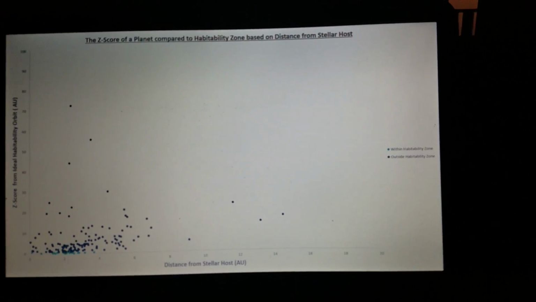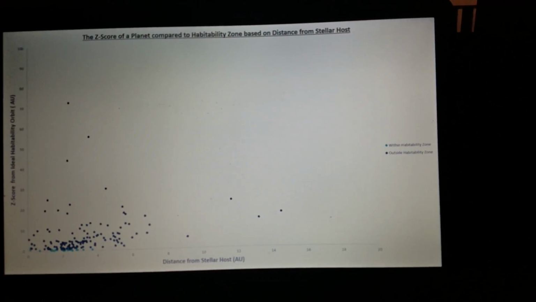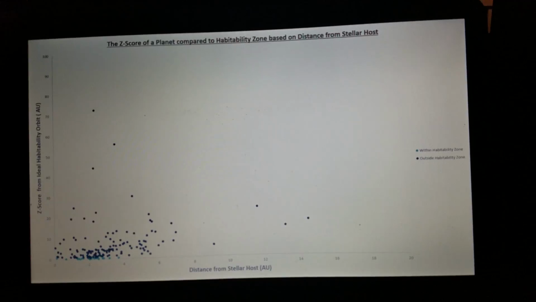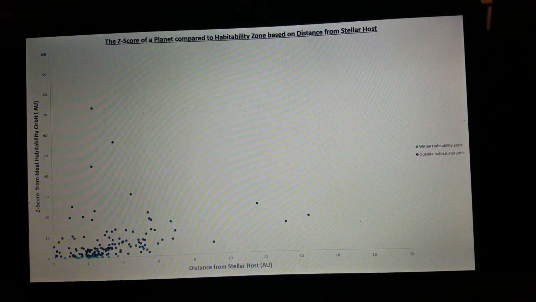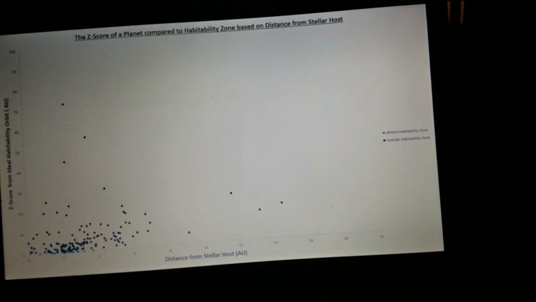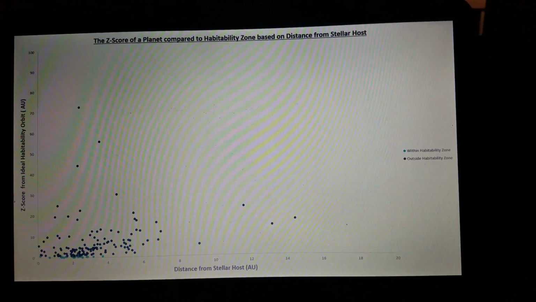With the habitability of the planet, the x-axis is once again distance from the stellar host that the planet orbits. However, this time the y-axis is the z-score from the ideal habitability orbit, and what this means is that the habitability zone has an upper and lower inclination. These act as the z-scores 1 and negative 1, and the z-score of the planet's orbit within this was calculated and then plotted.